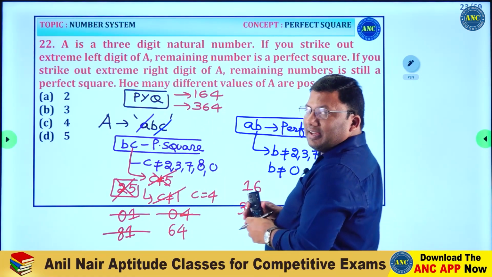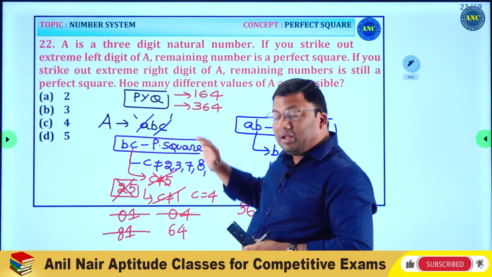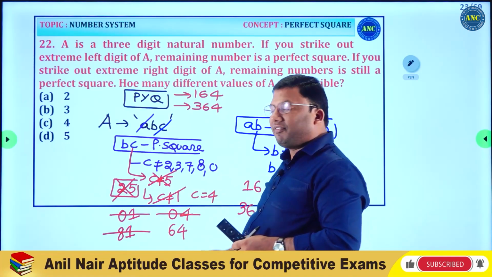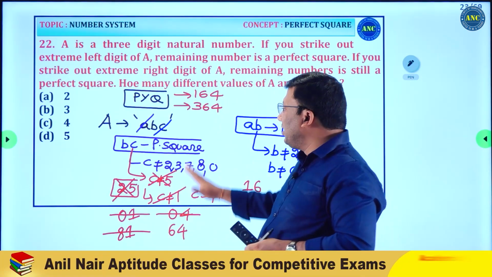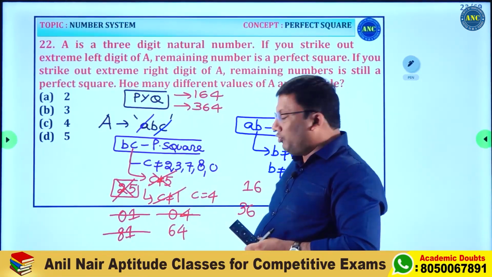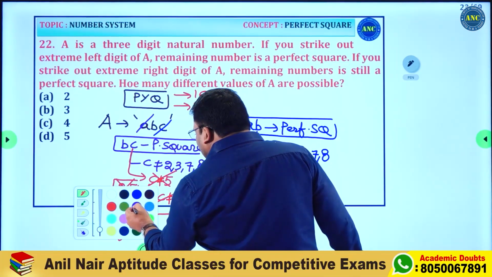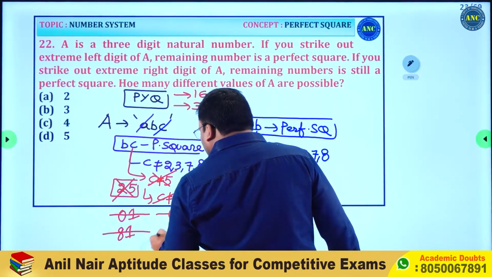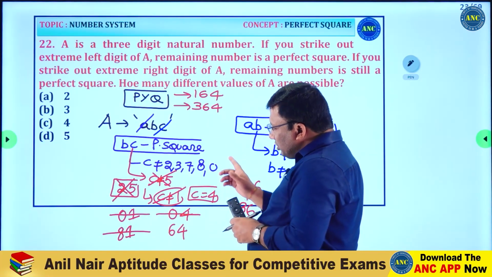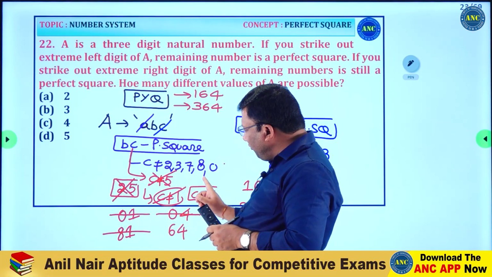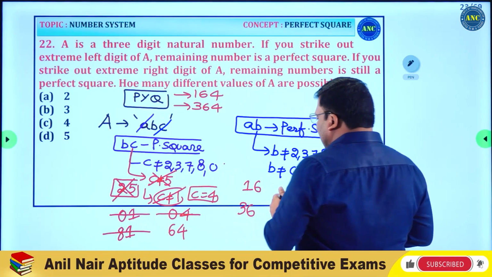Please observe, sir. If I remove 4, 16 is a perfect square. If I remove 1, 64 is a perfect square. If I remove 4, 36 is a perfect square. If I remove 3, 64 is a perfect square. That's how you should solve this question. You need to solve it a little patiently. C is 4 done. C cannot be 0, 1, 2, 3, 4, 5, 7, 8. Remaining cases are 6 and 9.